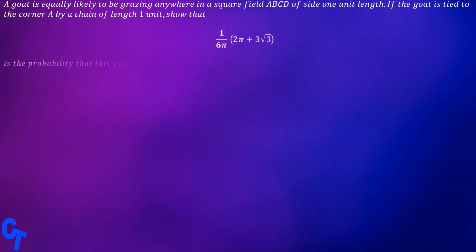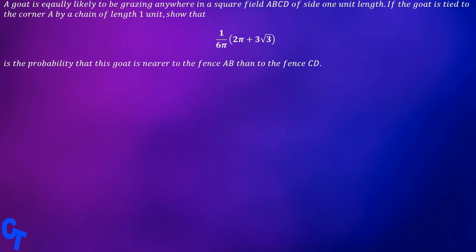Let's read the question. A goat is equally likely to be grazing anywhere in a square field ABCD of side 1 unit length. If the goat is tied to the corner A by a chain of length 1 unit, show that 1 over 6 pi times 2 pi plus 3 root 3 is the probability that this goat is nearer to fence AB than to the fence CD.